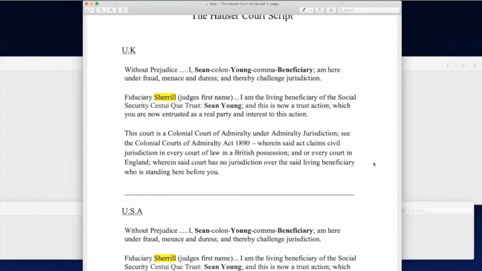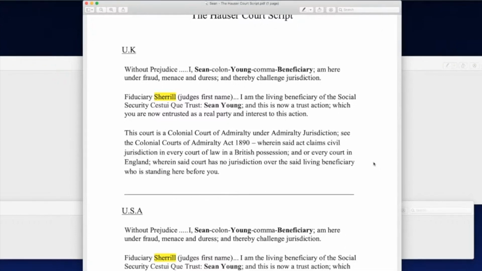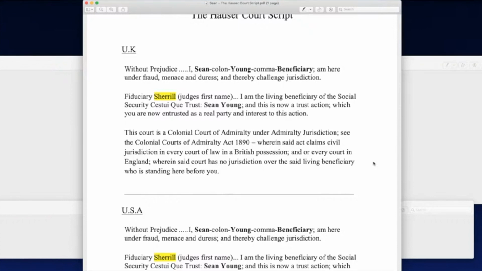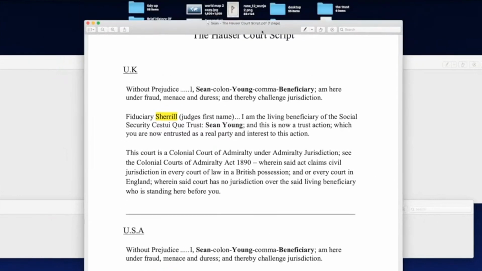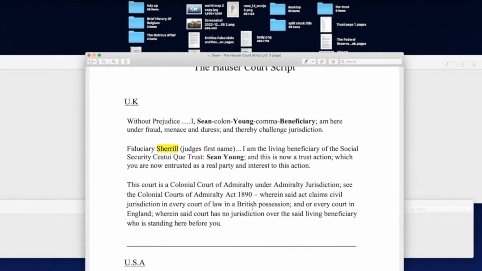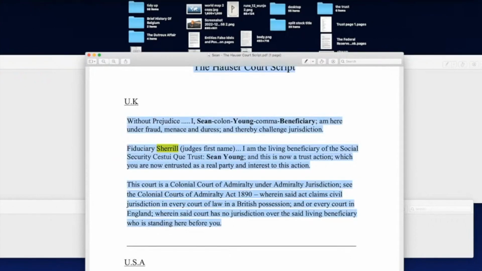Okay? This court is a colonial court of admiralty under admiralty jurisdiction. See the Colonial Courts Act 1890, wherein said act claims civil jurisdiction in every court of law in a British possession and or every court in England, wherein said court has no jurisdiction over the said living beneficiary who is standing here before you. So that's how you'd use this, the guts of what Chris has given you on the beneficiary side. That's the UK.